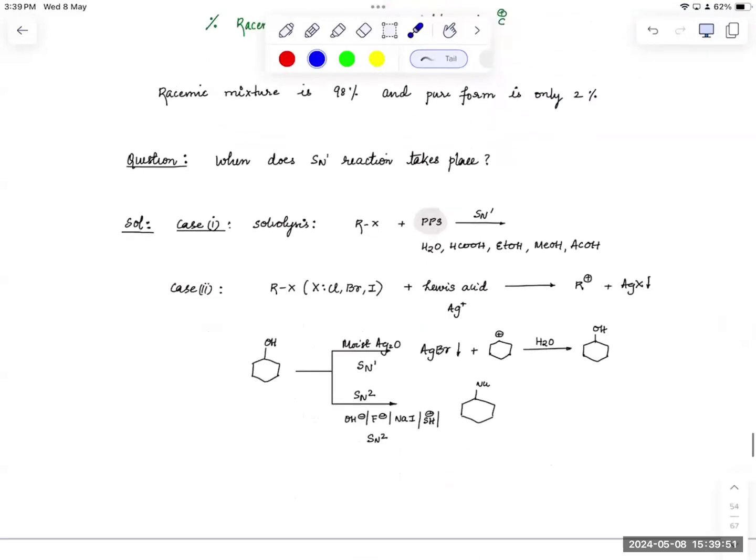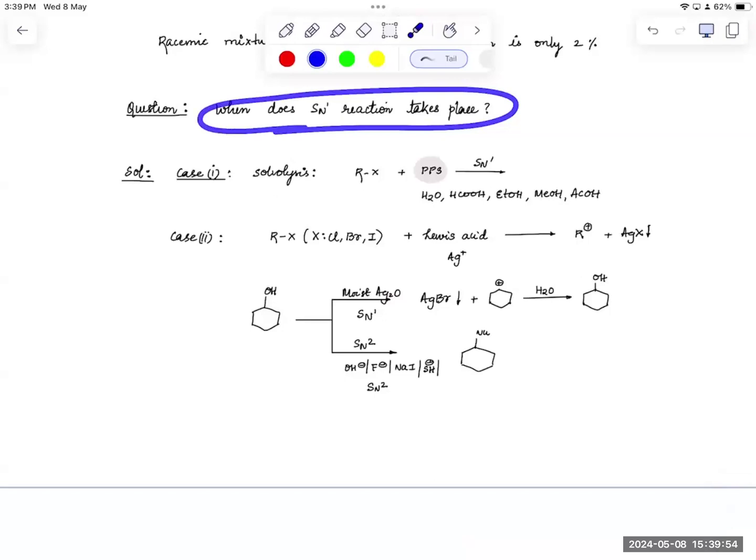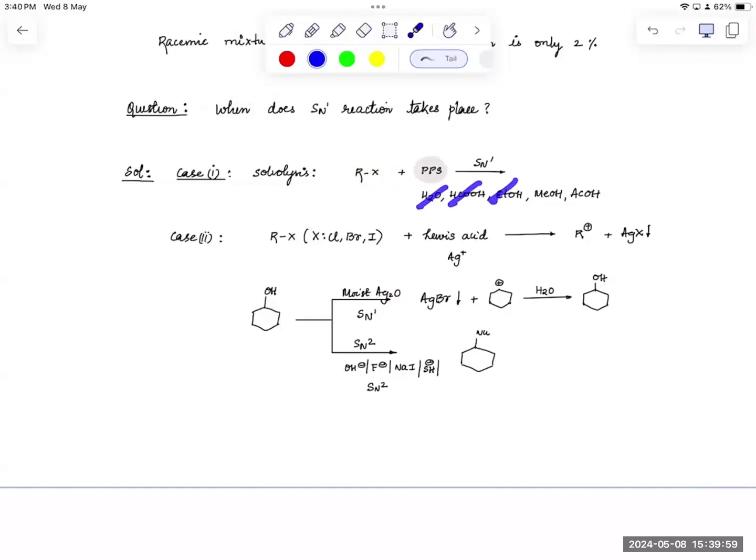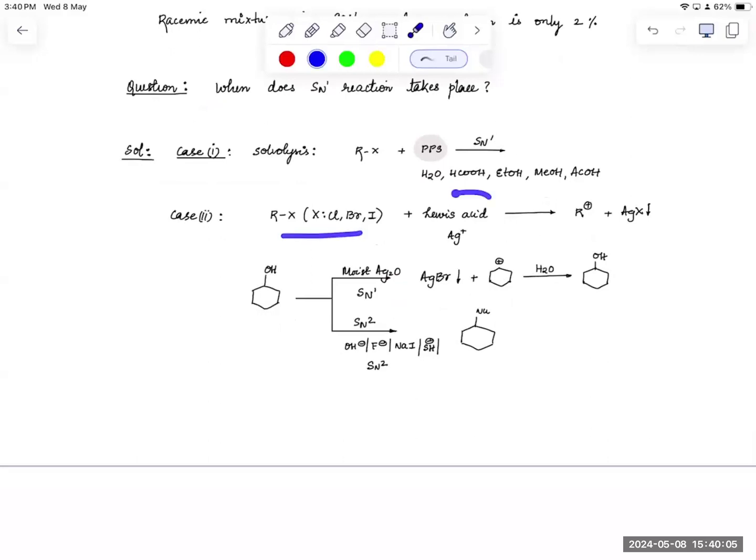Right. Now check out, when does an SN1 reaction take place? First case: RX in the presence of all of these cases, definitely SN1. RX in the presence of a Lewis acid, right? Where we have something like Ag+ trying to get a precipitate formation. In case of precipitate formation, then also we'll get this. Sorry, this is not OH, this is Cl. This is X. X could be chlorine, bromine, or iodine. So in the presence of moist Ag2O, it will go for SN1.